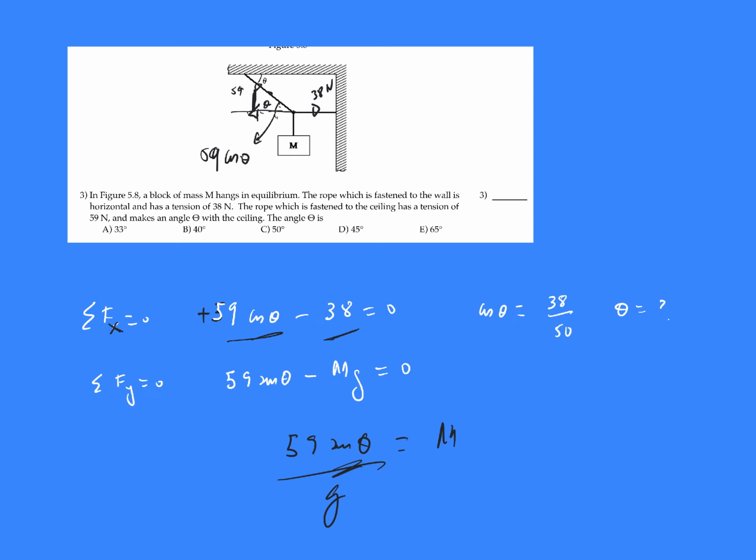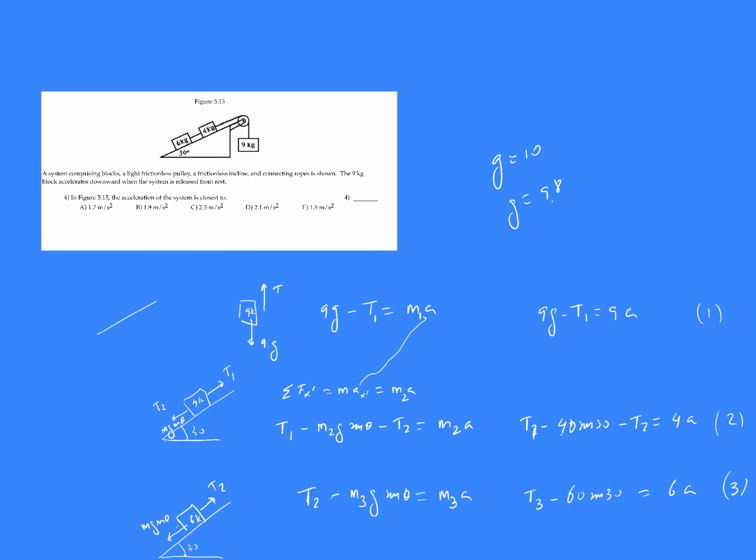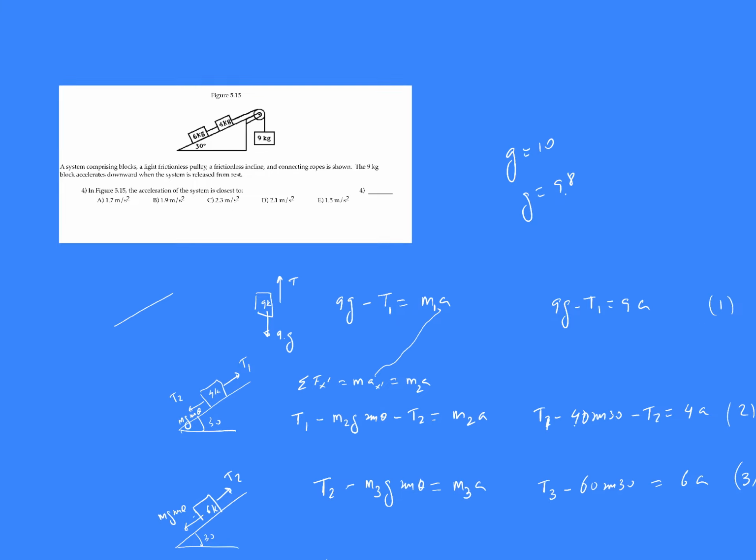So in this problem, they don't ask you about the mass, but this is the amount of mass that is hanging from the object. Okay, let's go to the next problem. The next problem is similar to the problem that we have done now. There is no equilibrium, there is acceleration, and the system is composed of three masses, three objects: 9 kilograms, 4 kilograms, 6 kilograms.